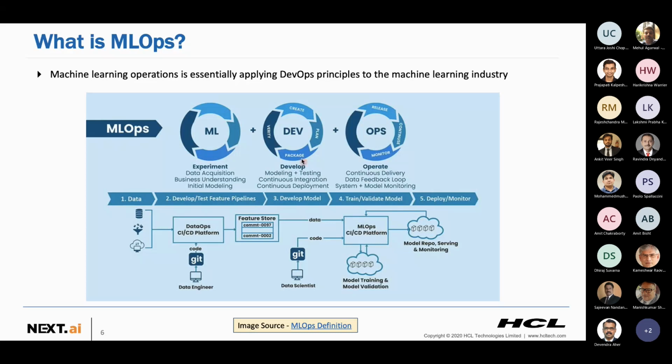That is the deployment phase. Once the model has been trained and validated, and once we do the CI/CD and it is in production, we do continuous monitoring of the ML model in production.